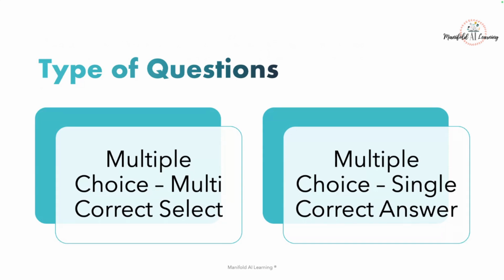One is multiple choice, multi-correct select, where they will mention a statement and ask you to select the ones which are correct. So that's an example of multiple choice, multi-correct select. And the other option that you would get is multiple choice, single correct answer. So these are the two kinds of questions you can expect in your examination.